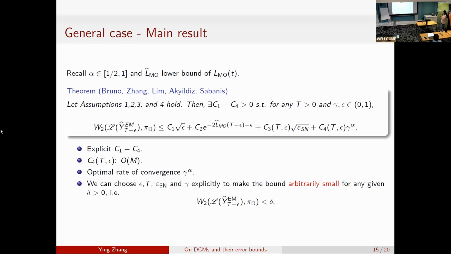Then again, for this type of upper bound, we can choose these constants explicitly to make it arbitrarily small. And we have that the law of the scheme is epsilon close to the underlying distribution pi d in Wasserstein 2 distance in this general case.